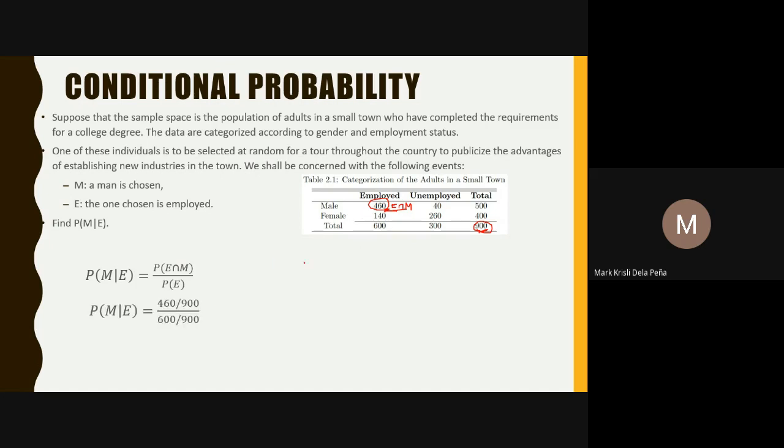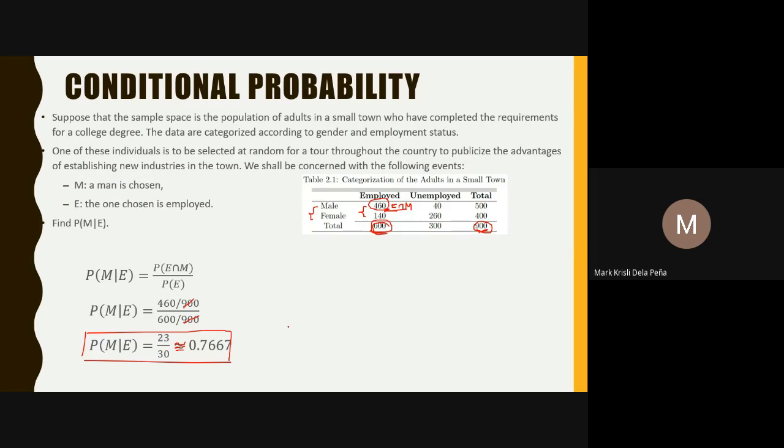So we will then have 460 divided by 900, then get the total probability of those employed. These are the employed people, you have 600, which includes male and female. So you have 460 over 900 all over 600 over 900. We will cancel out 900, then simplify this and we'll get 23 over 30, and approximating the value, this is approximately 0.7667. So this is now the probability that the person selected is a man, provided that he is employed.